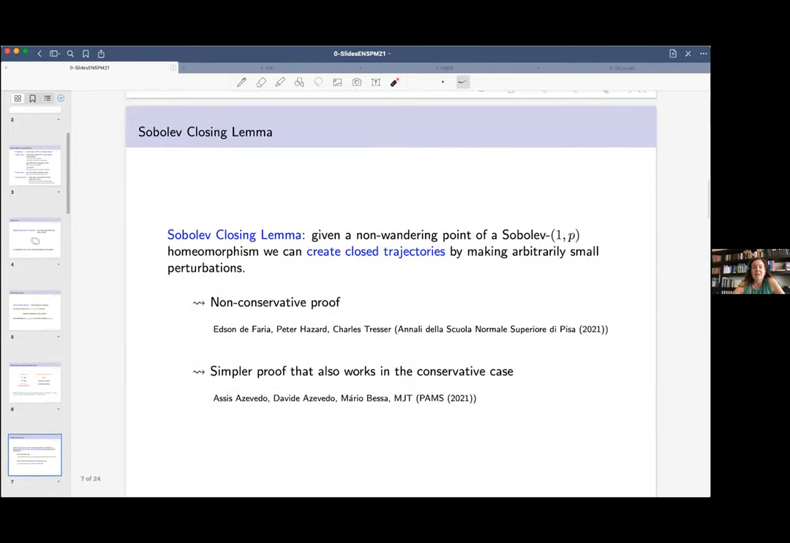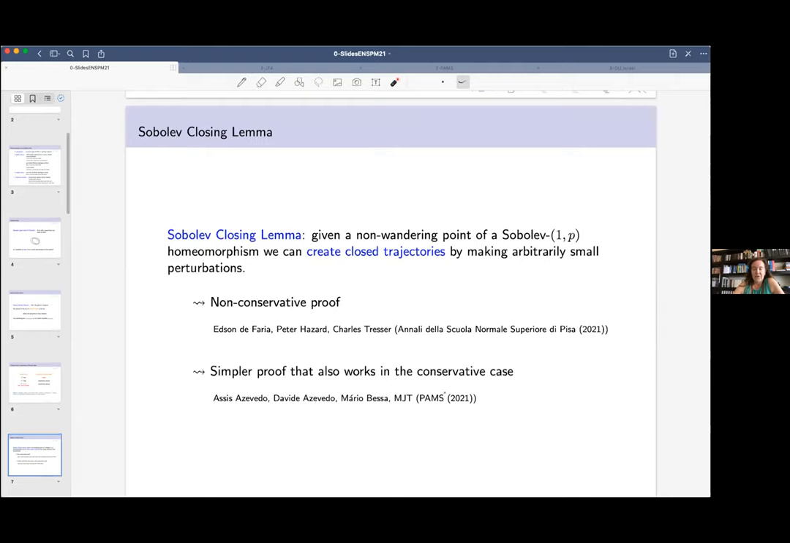With respect to the Sobolev closing lemma, I will state the precise formulation in a while. Given a non-wandering point, we can close its trajectory by making an arbitrarily small perturbation. You can see that both results are of the same year: Pugh, Robinson and Tresser presented a proof for the non-conservative setting, and we have presented a simpler proof that also works in the conservative case.